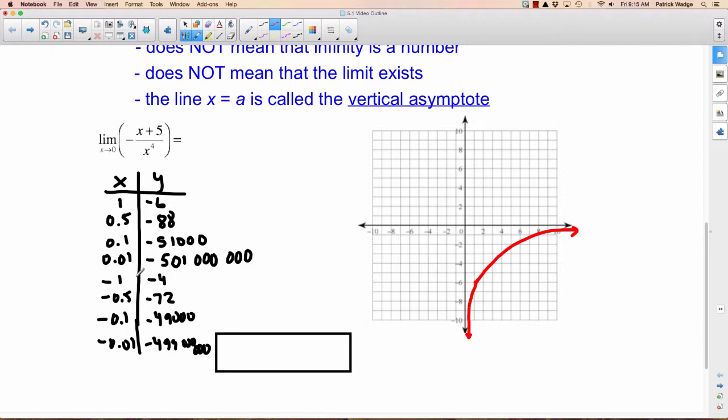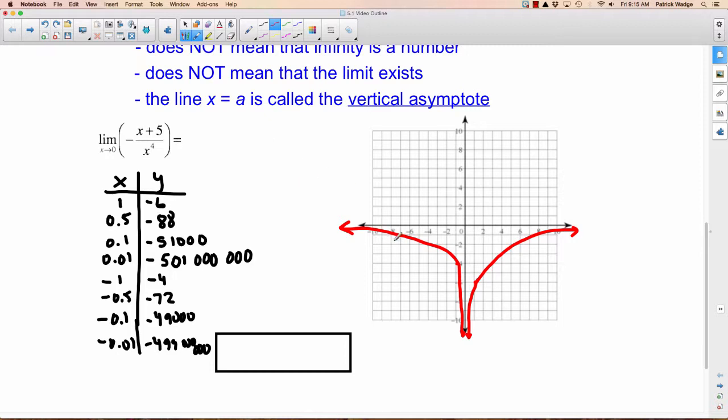And when I look at the negative values, I have negative 1, negative 4, and then I have negative 0.5, negative 72. It's already way down here. Something like that. Okay, so don't worry about this part of the graph so much. What we're interested in is when we're approaching 0.